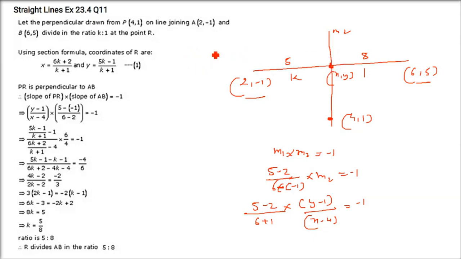Now we know the formula. What are the coordinates x and y? X will be (mx1 plus nx2) by (m plus n). You can take 6, 5 first or 2, minus 1 later, it doesn't matter. If you take 6, 5 first, it is going to be 8:5. If you take x1 y1 first, the same thing is going to come. So k into 6 and then 1 into 2, k is to 1, and k plus 1. This is your x point, 6k plus 2 by k plus 1.